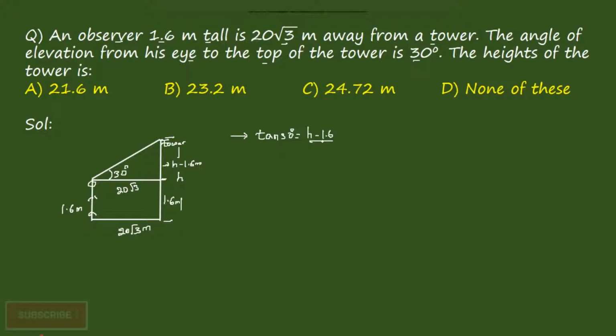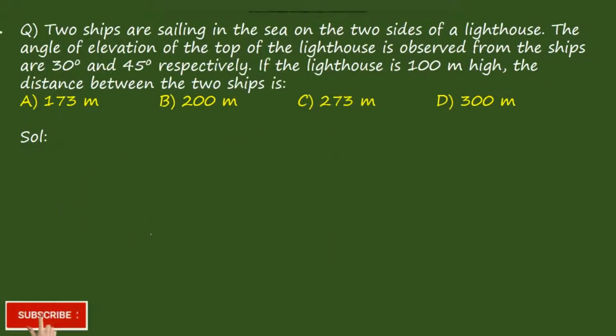1.6 divided by the base, 20 root 3, right? So tan 30 is 1 by root 3, which is equal to h minus 1.6 by 20 root 3, right? Root 3 gets cancelled. Then h is equal to 20 plus 1.6. Therefore, the height of the tower is 21.6 meters. So the answer is option A. Come to the next question.